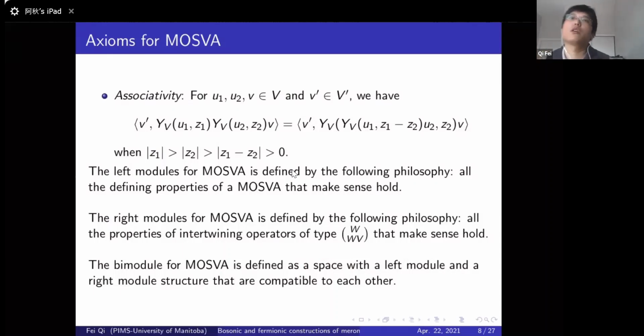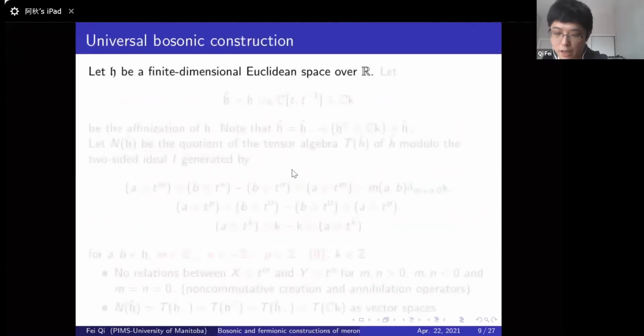So let's actually start discussing the examples instead. The following universal bosonic construction is actually given by Huang himself when he was defining the meromorphic open string vertex algebra. So we will start from the Lie algebra h.